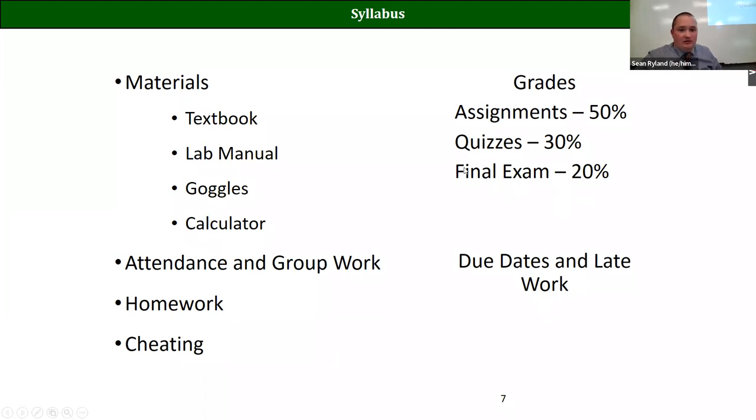All right. We'll finish the rest of the syllabus stuff, and then we'll take a quick break and start talking about the scientific method. So as far as materials, this is all the important stuff in the syllabus. The textbook we've talked about. The lab manual I'm going to provide, so you don't need to buy anything for it. I'll make it available as PDFs at the beginning of every week as well.